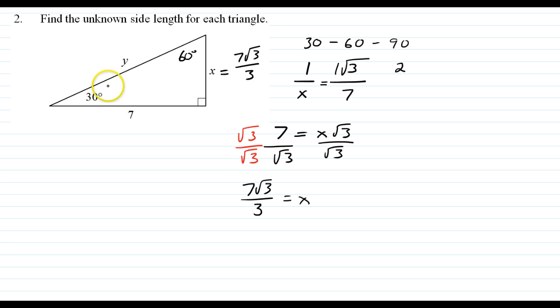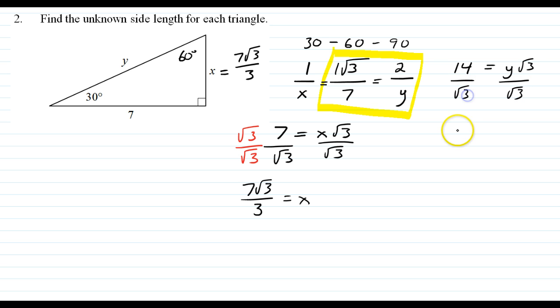Now to find y, we're going to do the same thing. Just put that under the 90. And we can set up this proportion now. So we're going to look at these two fractions and cross multiply. So here we get 14 equals y rad 3. Same process, divide by rad 3. I don't want to have rad 3 on the bottom, so I multiply by 1. So we get 14 rad 3 over 3.